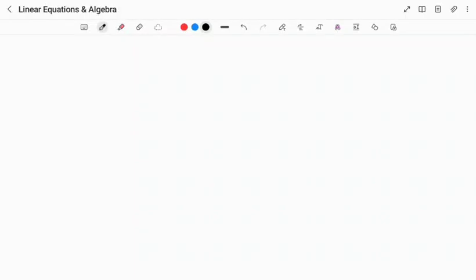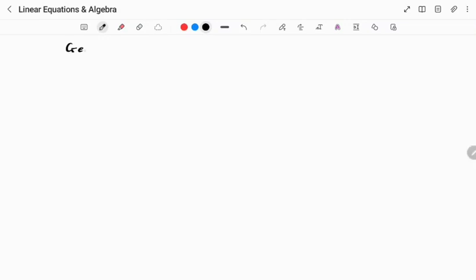Today I want to go over linear equations in algebra. Before we get into solving examples, I'll go over some basics so I can carry you with me through the examples. First off, what is a linear equation? A linear equation relates two variables in the form of a line. What does that mean? Let's look at it.